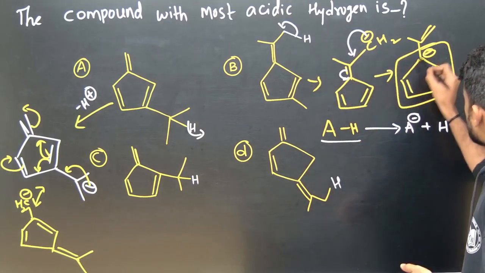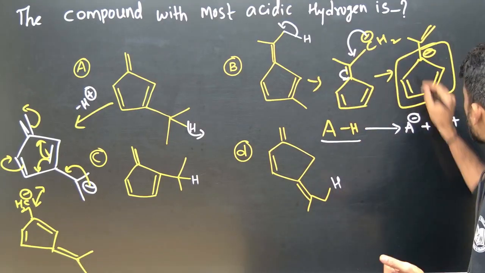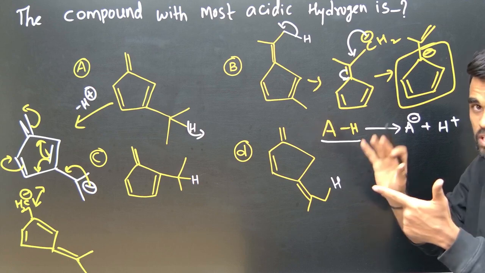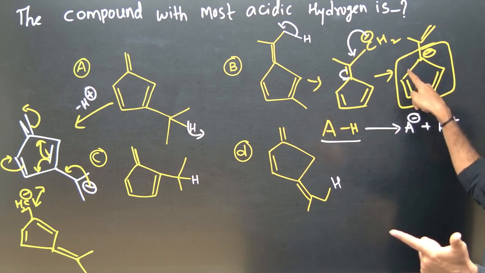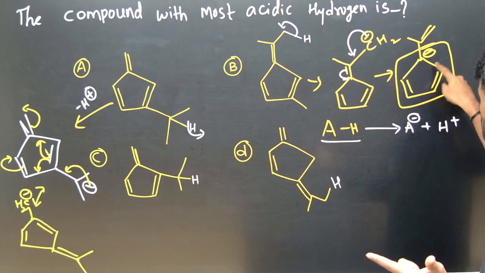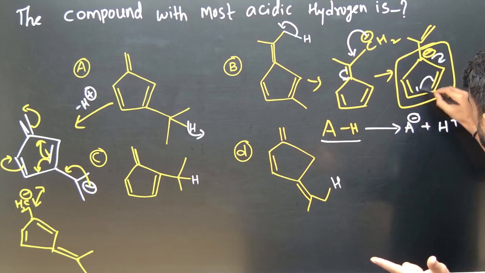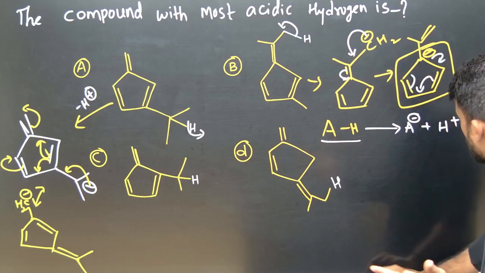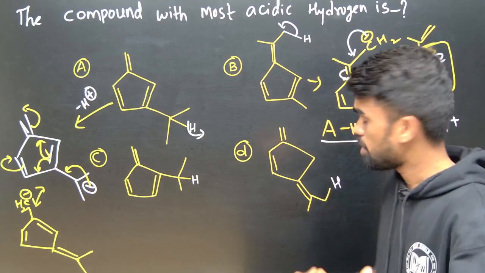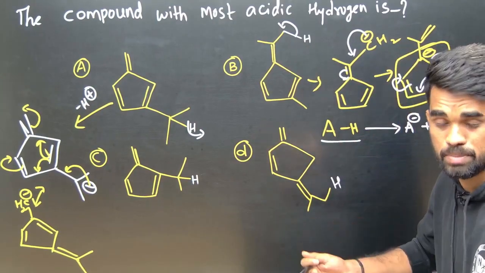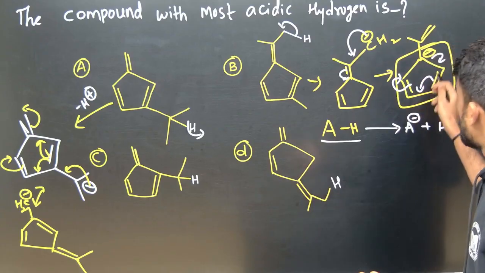See, it has a cyclic structure, and all carbons are sp2 hybridized. It means the compound is planar, this ring, and continuous conjugation of these pi electrons is taking place like this. Continuous conjugation means it is more stable, and again it has 4n plus 2 pi electrons.